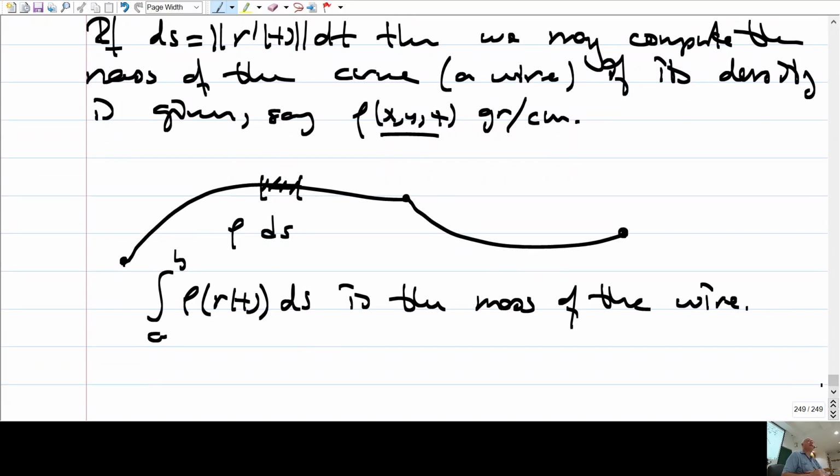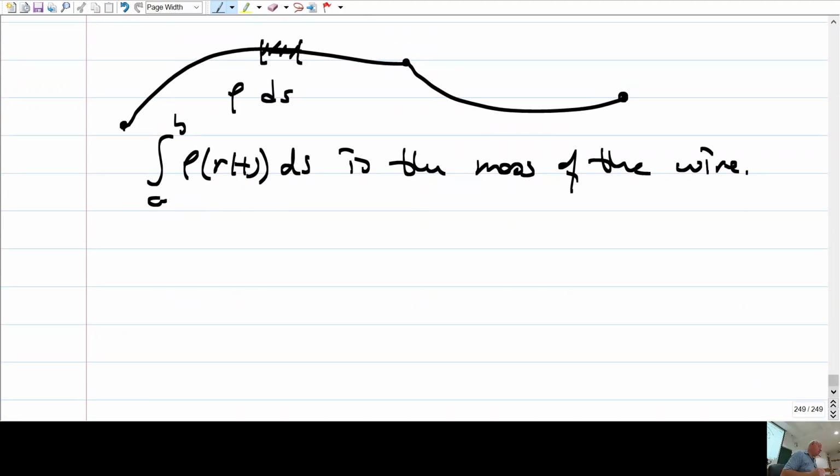Right? Suppose that the density is a function of position. It changes from point to point. So the integral will be just the total. Let's see some examples.